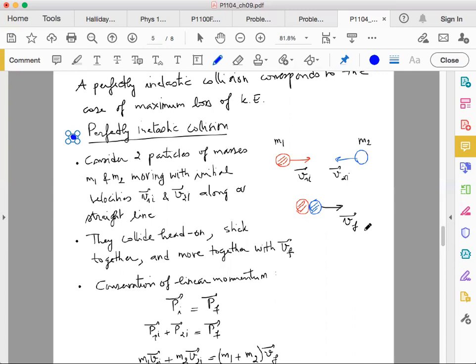the collision. So let's consider two particles, m1 and m2. Both are moving with the initial velocities v1 initial and v2 initial, and they enter into collision. Here I drew v1i and v2i randomly, meaning they are not necessarily coming head on, they could be different in this drawing. So let's consider then two particles m1 and m2 moving with v1i and v2i.